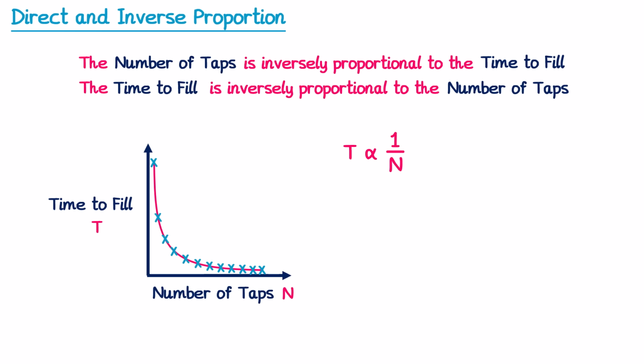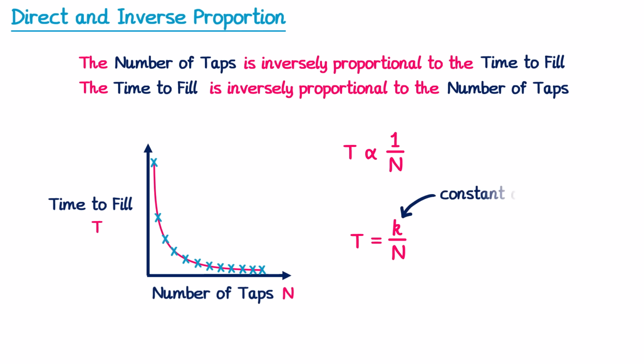Just like when we did directly proportional to, we can replace that proportional symbol with some constant k. So t is equal to k times 1 over n. If you did k times 1 over n, you would just get k over n. So we end up with t is equal to k over n, as opposed to t equals k times n, which was when it was directly proportional.